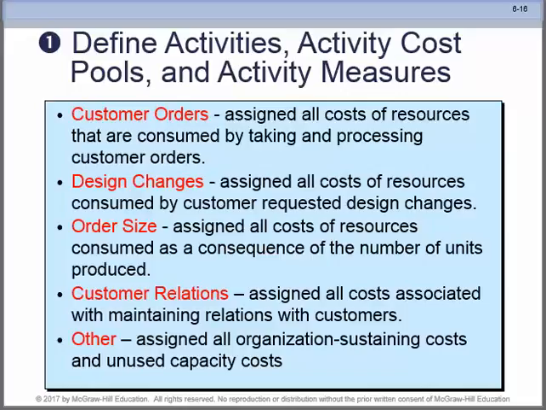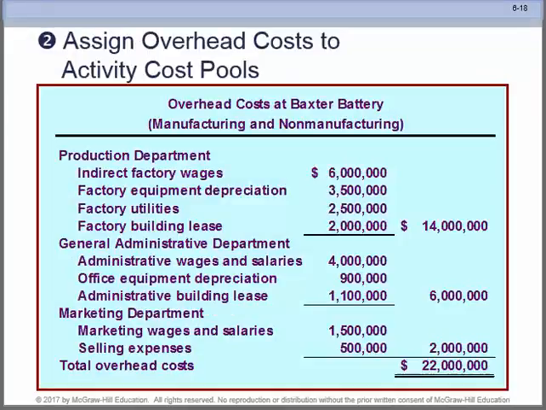Now step 2: assign your overhead costs to activity cost pools. We've got both manufacturing and non-manufacturing costs, and I want you to notice a couple things here. The total cost for production of $14 million equals the total manufacturing overhead costs shown in the income statement. The total costs for general administration and marketing equal the marketing and general administrative expenses shown on Baxter's income statement.